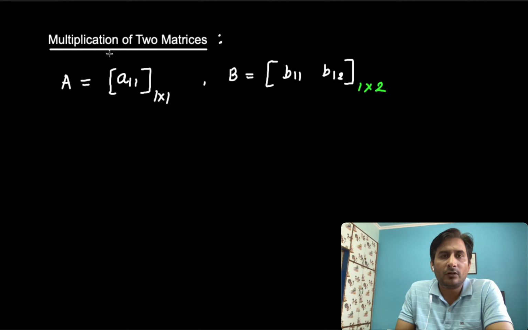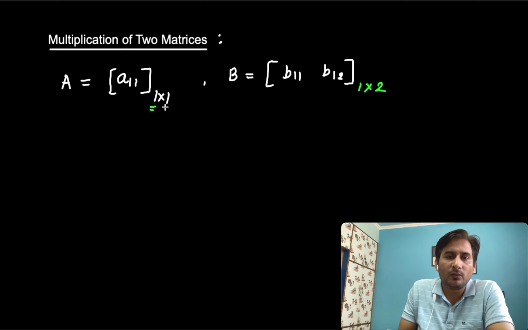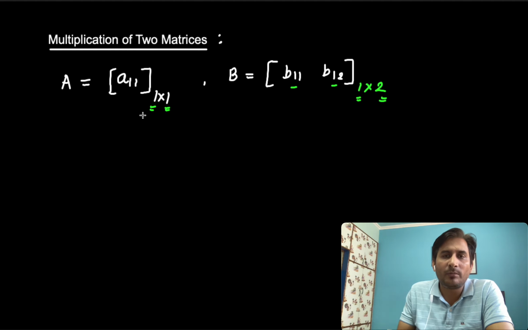If we need to multiply two matrices, suppose there is matrix A whose order is 1 into 1, having only one element, and there is matrix B having two elements, and the order of this matrix is 1 into 2. So, the first condition: we need to know when we are able to multiply the two matrices.